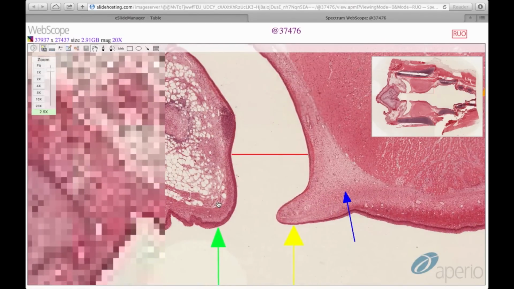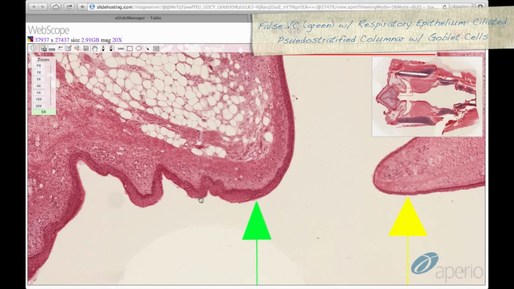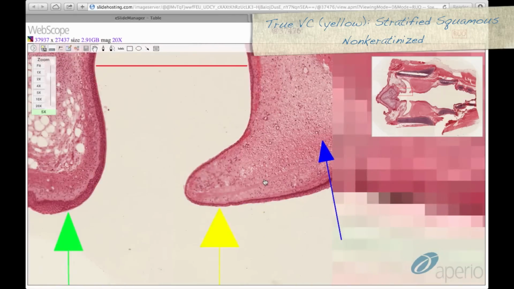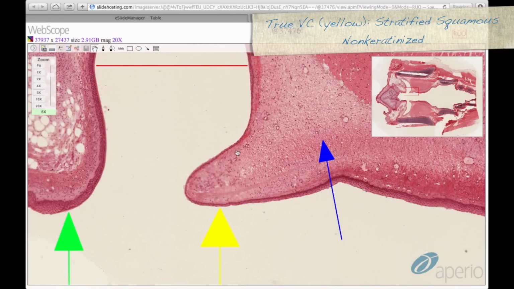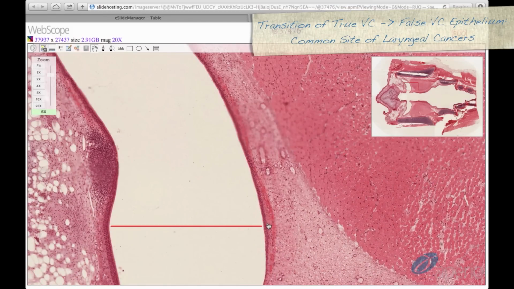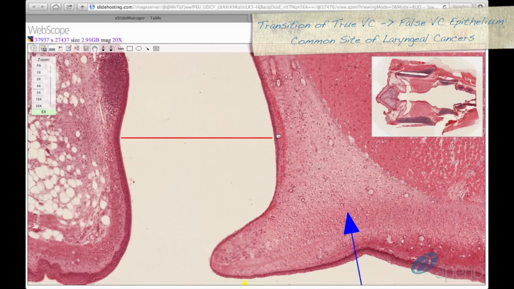If I zoom further, we can see that the false vocal cord is lined with respiratory epithelium with its ciliated, pseudostratified columnar epithelium and goblet cells. The true vocal cord, on the other hand, is composed of stratified squamous, non-keratinized epithelium. It is extremely important to pay attention to the gradual transition between these two types of epithelium. This epithelial transition is a common location for laryngeal cancer formation.